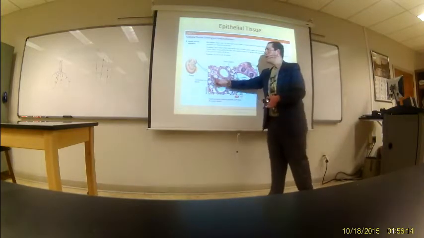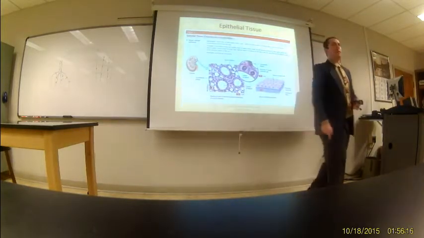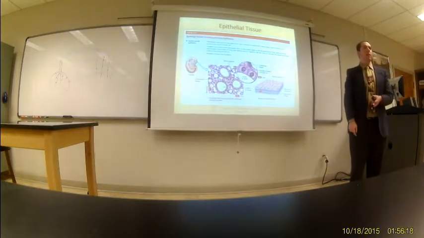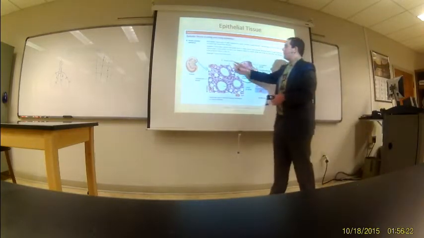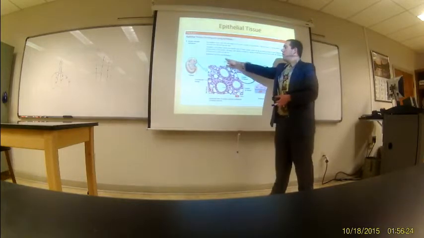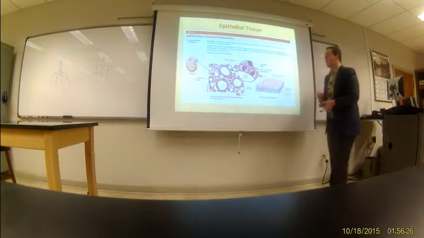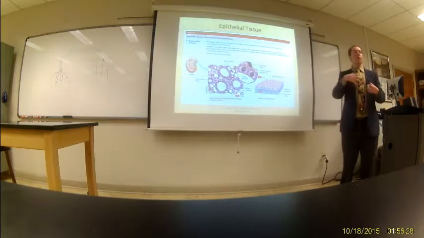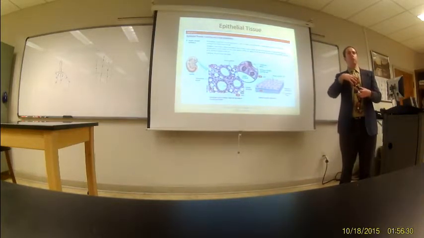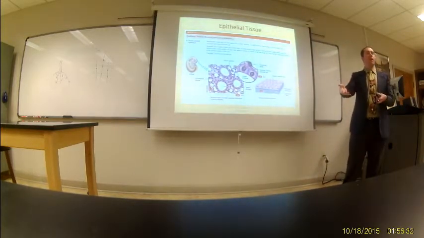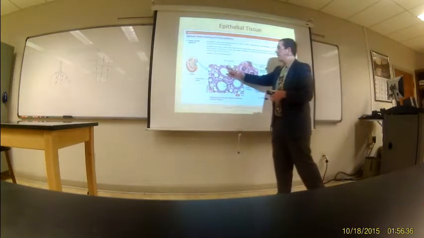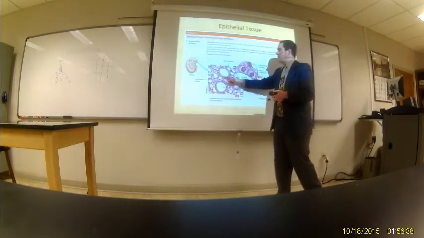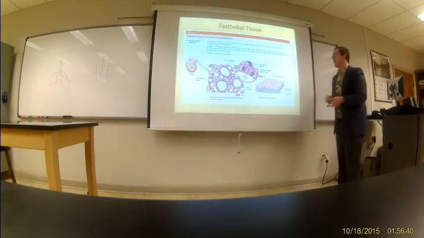These most of the time are going to be found in glands that are going to be secreting or excreting. They'll also be found where things are going to be absorbed. So parts of our kidney are used to secrete things. Parts of our kidney are used to absorb things. So we're going to find a lot of the simple cuboidal epithelium in the kidney.